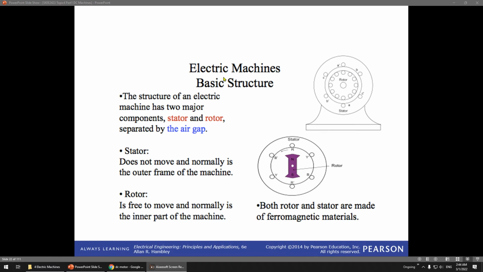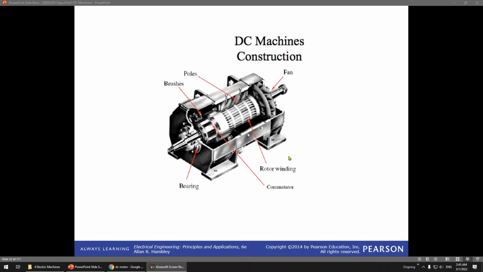Basically the structure of an electrical machine has two major components, which are the stator and the rotor. Stator static, rotor rotating, separated by the air gap. This is the air gap I showed before. The stator doesn't move and is normally in the outer frame. The rotor moves freely in the inner frame. So it looks something like this. This is the construction.